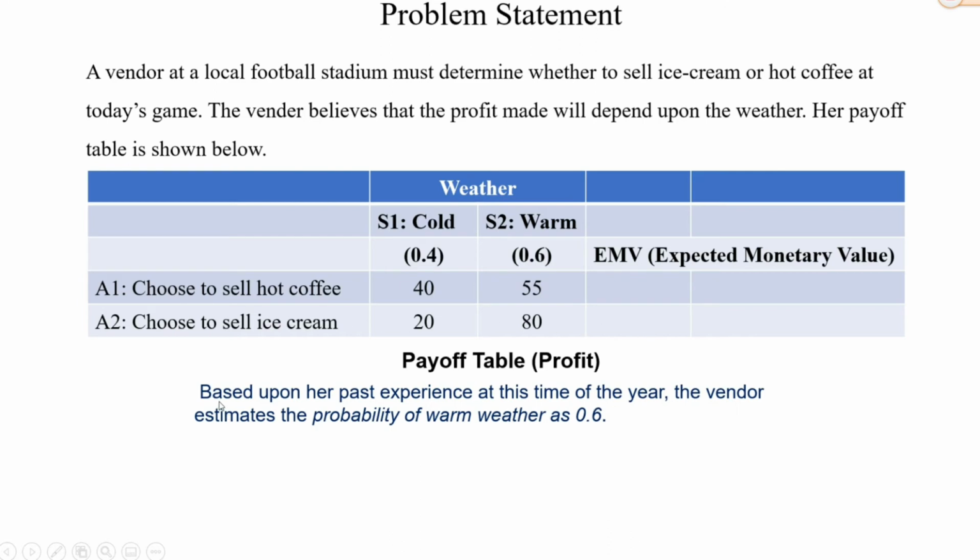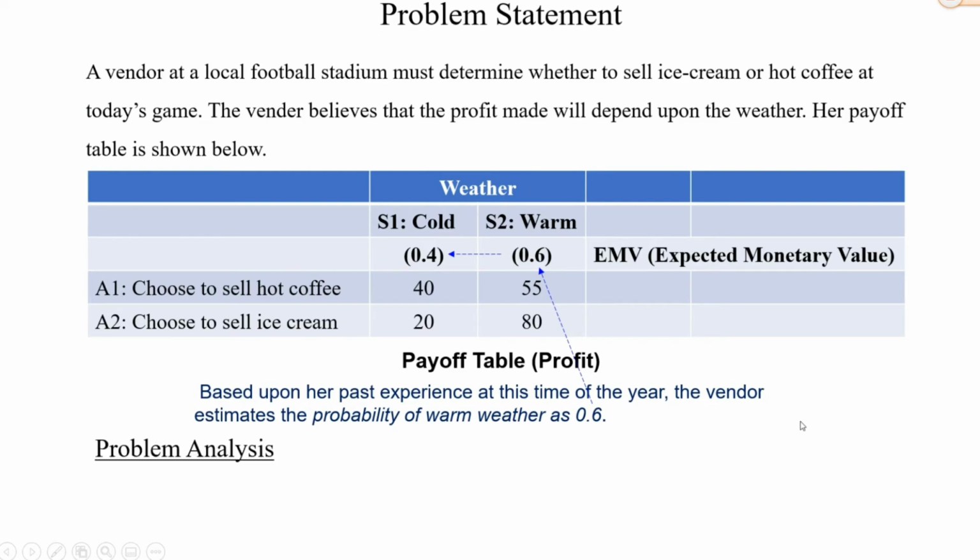Okay. Based upon her past experience at this time of the year, the vendor estimates the probability of warm weather as 0.6. So we have to use this 0.6 as the probability of getting warm weather. Therefore, the probability of getting cold weather is 0.4. So 0.6, 0.4.